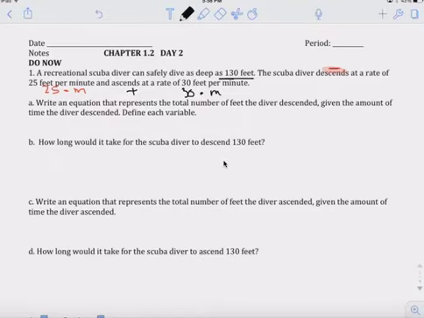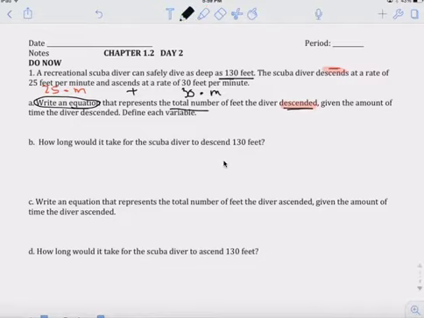Write an equation that represents the total number of feet the divers descend, given the amount of time the divers descended. Define each variable. I'm annotating here, I need you to do that. Okay, so we're looking at descending.